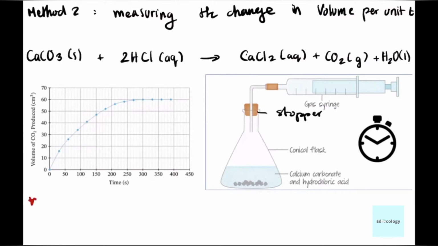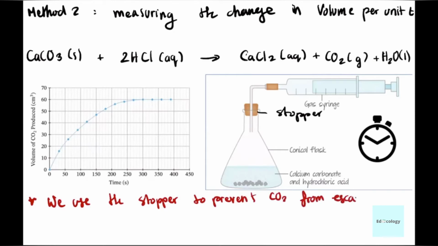We use the stopper to prevent CO2 from escaping, because then we would be having a change in mass and we don't want that. Okay?